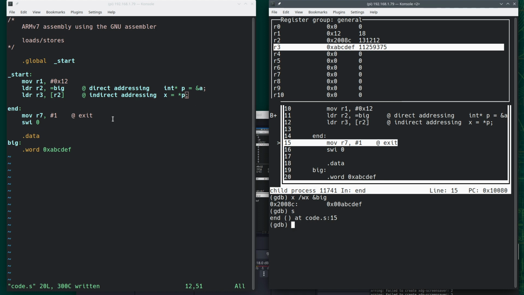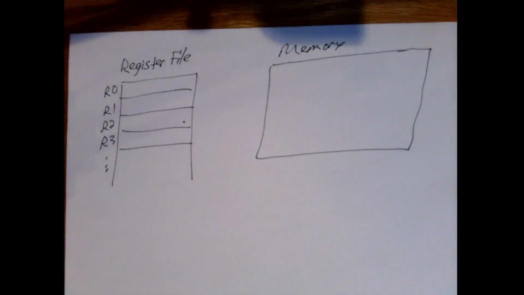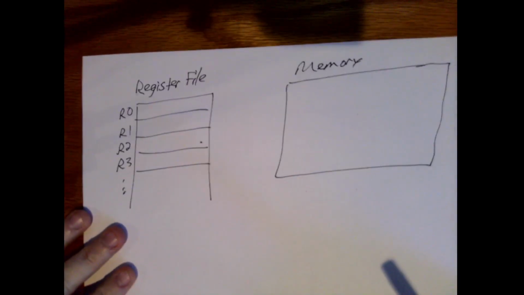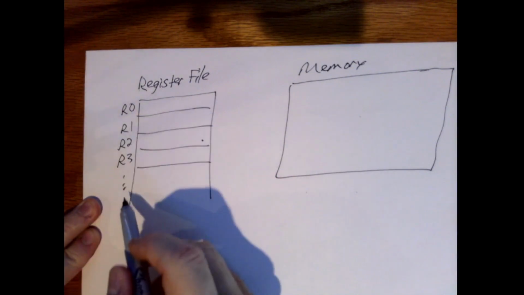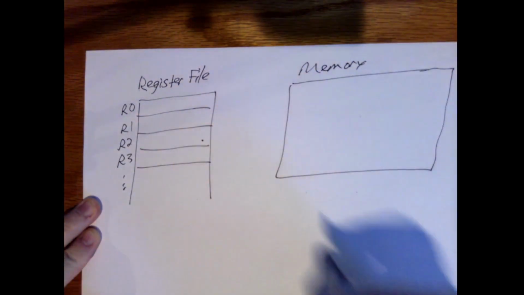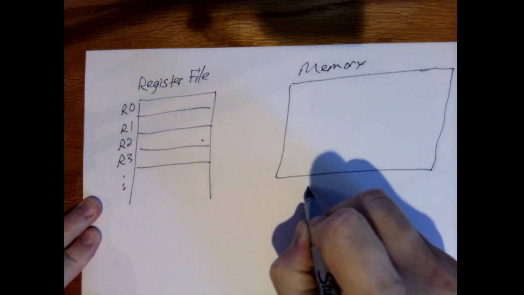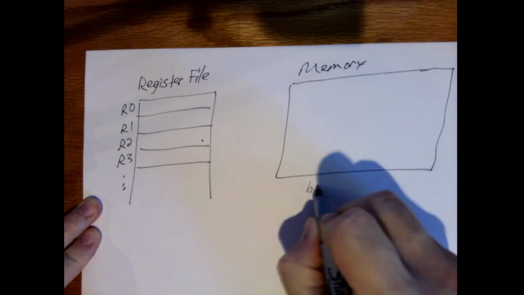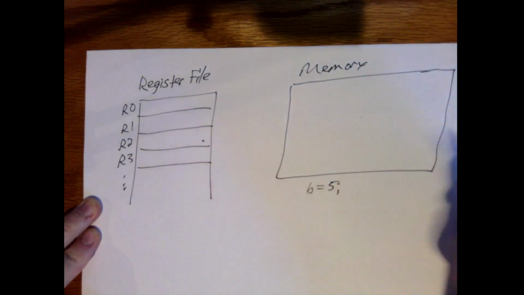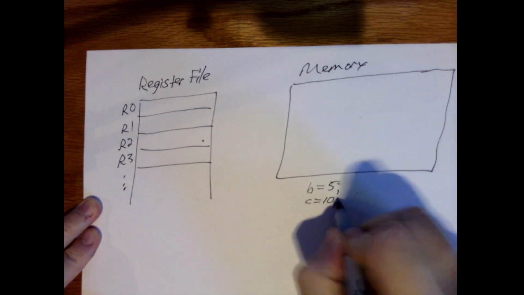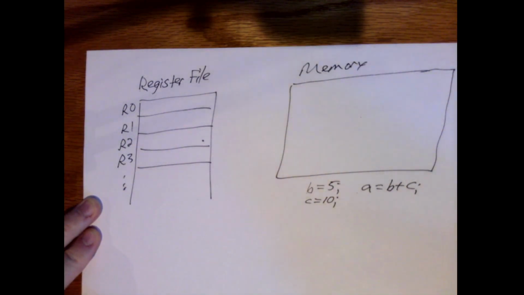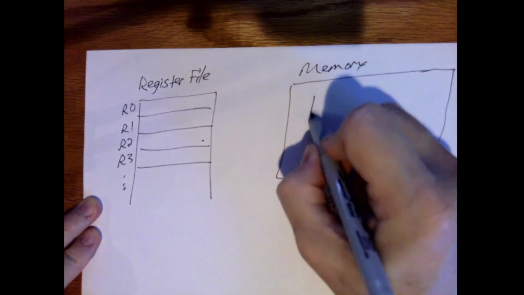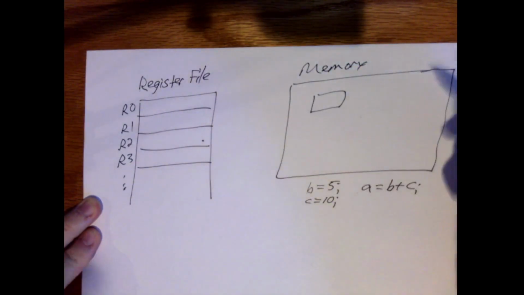So what is happening here? Let's look briefly at this model. We have the register file, which has our different registers, and we have memory. If I have variables, say B equals 5 and C equals 10, and I want to produce A equals B plus C, in a load store processor we'd have something like this.